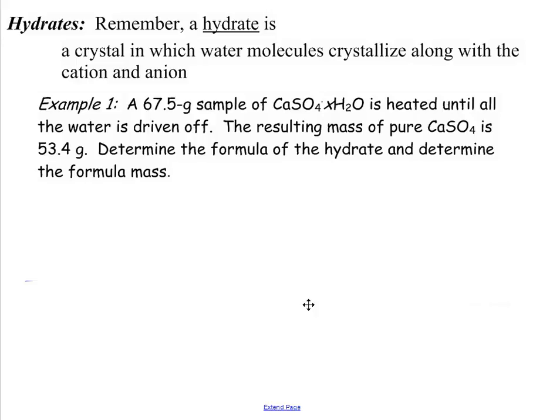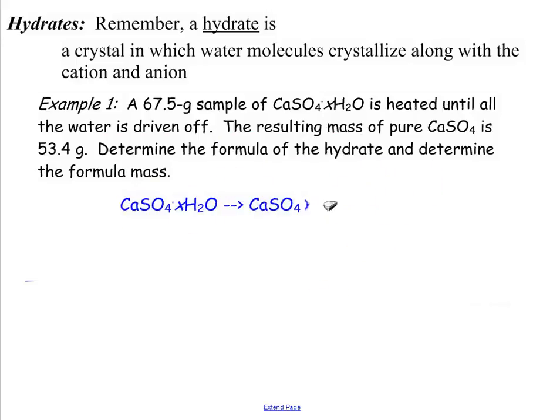So here is an example of a calcium sulfate that has a certain amount of water. We don't know what X is. We know that we have 67.5 grams of the crystal, and we heat it until all the water is driven off, and then we have 53.4 grams. So we want to find the formula of the hydrate and its formula mass.